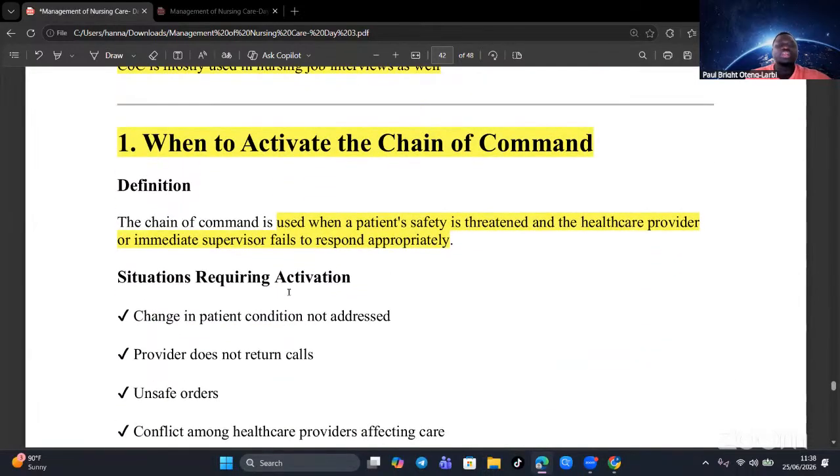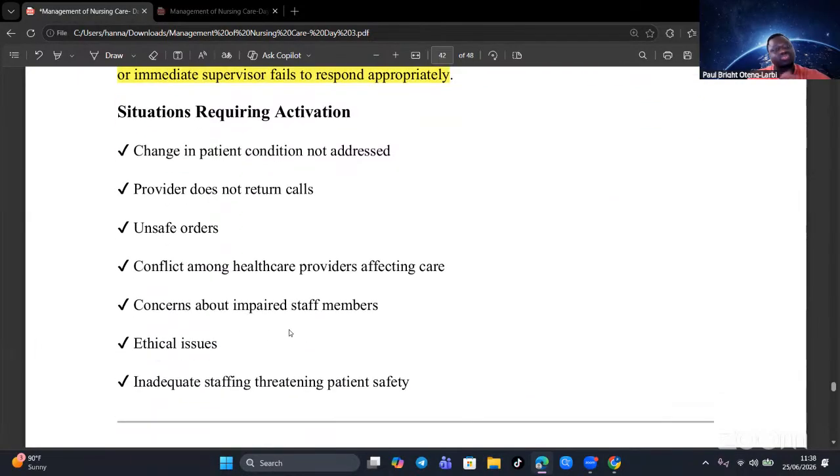Okay. So when to activate chain of command? The chain of command is used when the patient's safety is threatened and the healthcare provider or immediate supervisor fails to respond appropriately. Okay. So let's look at some situations. Change in patient's condition. The nurse didn't do anything about it. We have to activate the chain of command. Somebody must start it.